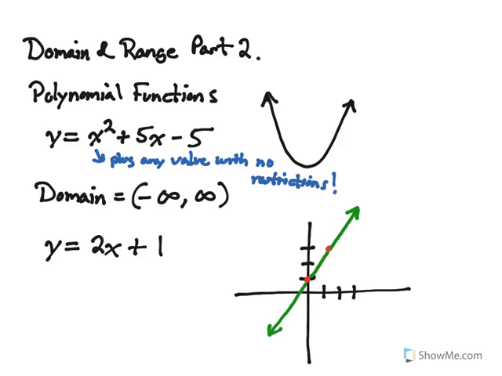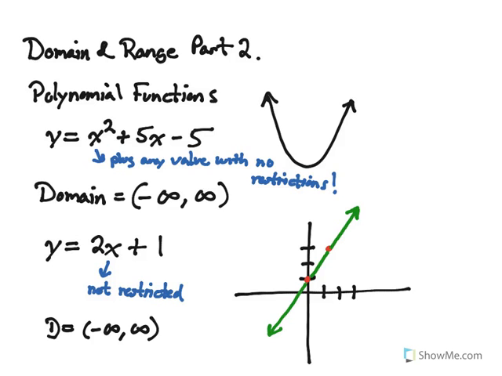So the domain, the x values are not restricted. You can put in whatever you want. And when that occurs, again, the domain is going to be negative infinity, comma, positive infinity. There's no restrictions for these kind of functions, as long as there's no fractions or square root signs. So when you see a function like that, the domain is automatically infinity. And also the range is the same thing.